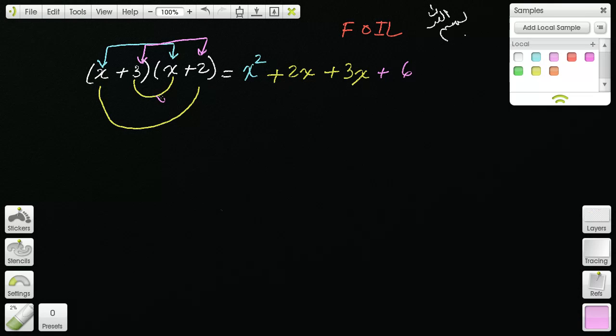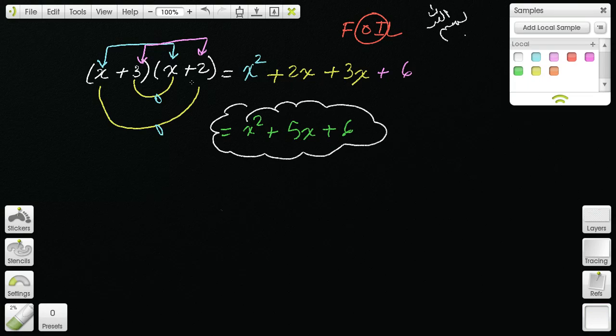I don't know, I just like doing this. It's funny. I don't know if it's funny, but anyway, the outer and inner, this is kind of interesting because the outer and inner end up being, in these cases, like terms. So you have to combine these like terms, and after you do that, you get x squared plus 5x plus 6. So this is how you use FOIL to multiply binomials.